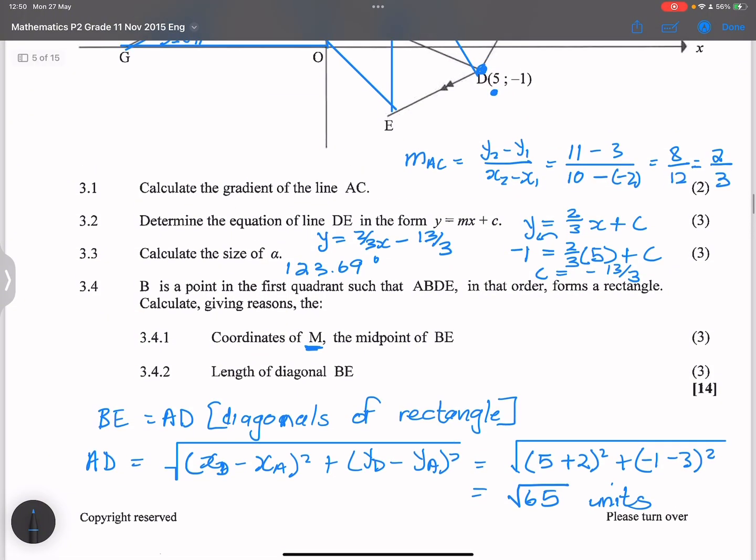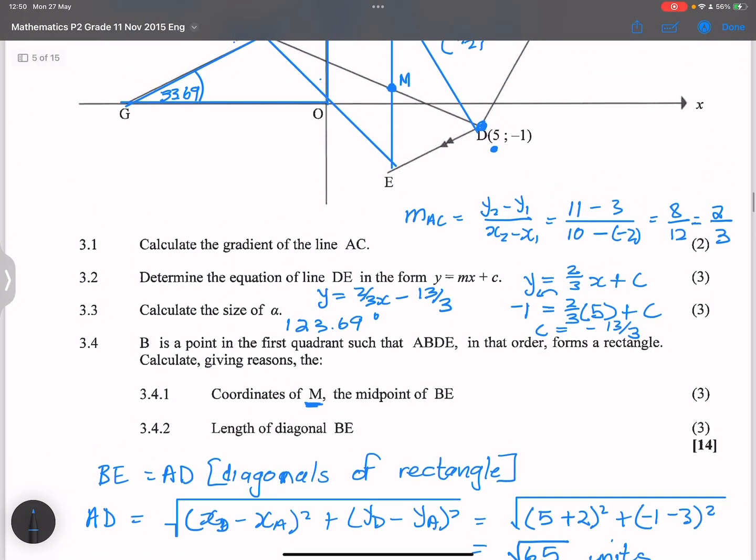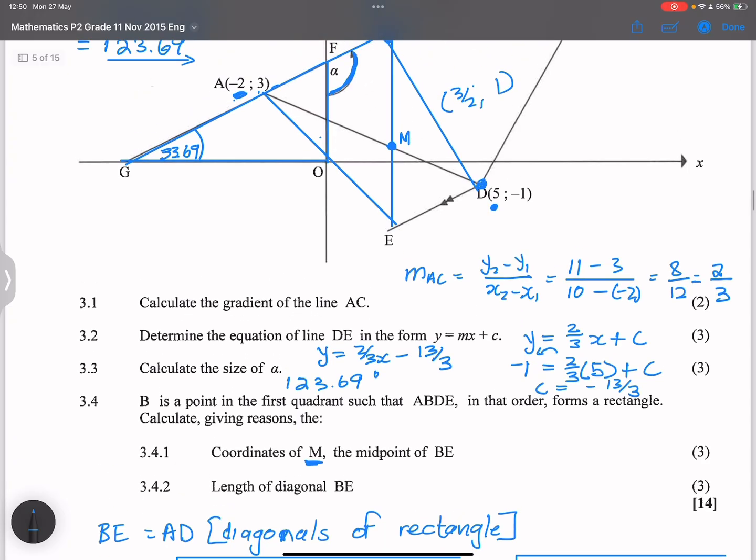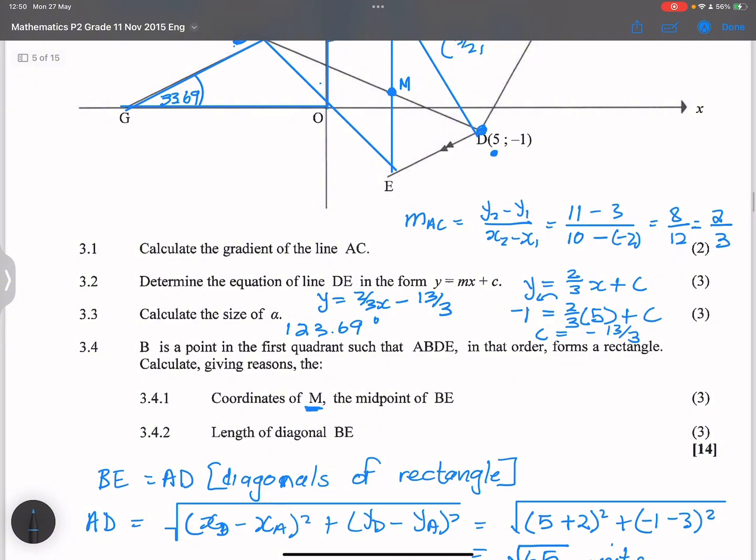I really hope that in the midst of all of this, you are able to understand. Let's go on to the next question, which is question 4.